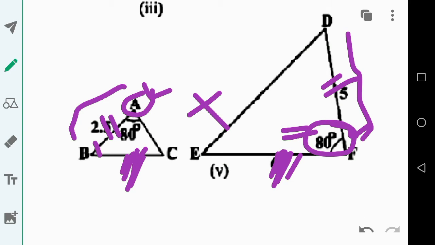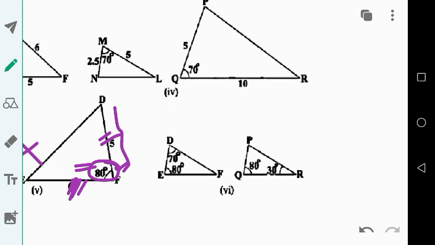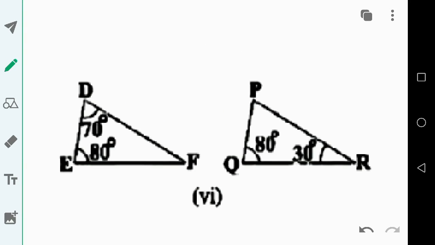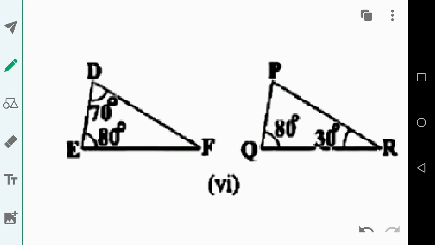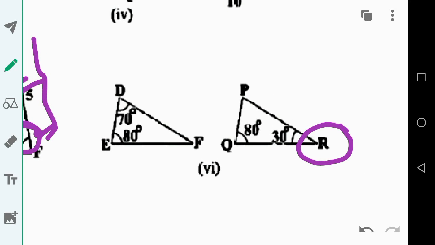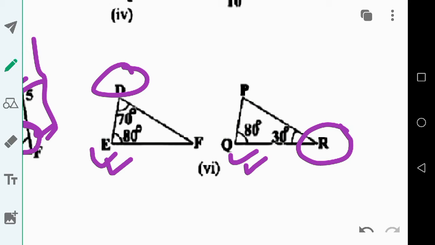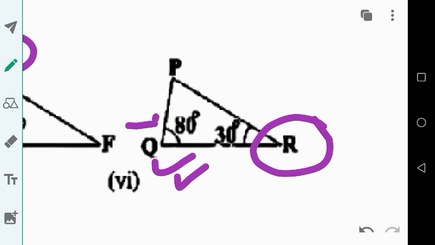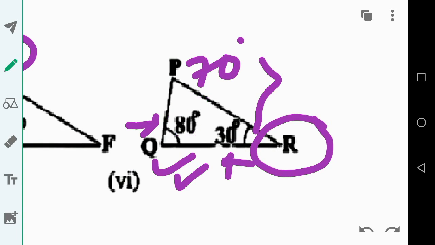Okay, now this is the last pair of triangles. Here you see, it is not clear here. So this angle R is 30 here. Angle Q is 80, angle E is 80 here, angle D is 70. Now you see, in this triangle, if this is 80 and if this is 30, it must be 70. Angle P must be 70, because 70 plus 30 is 100, 100 plus 80 is 180. We know that the sum of the three angles of a triangle is 180. So that's why it must be 70 degrees.